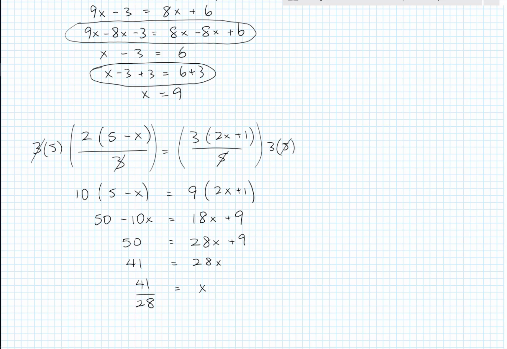Let's take a look at one more example, because once again, this example I gave you, you could have just said, all right, let's cross multiply.